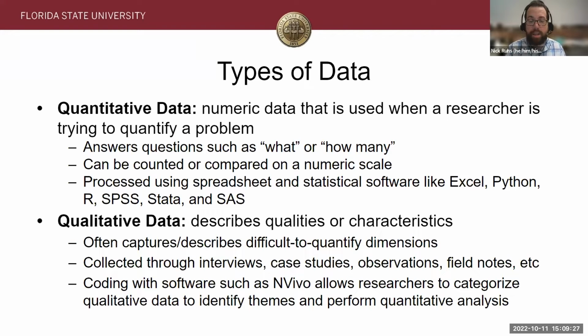Qualitative data, on the other hand, describes qualities or characteristics. And this captures those difficult to quantify dimensions. So we're looking at things such as colors, or we're describing some sort of an observation. So things that are harder to quantify, but are still pieces of information, are still important to the research process. And these are often captured through interviews, case studies, field notes, observations, etc.